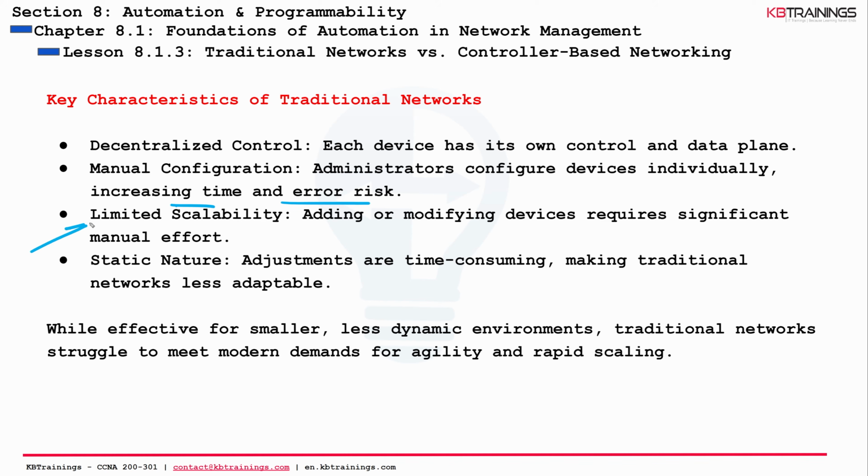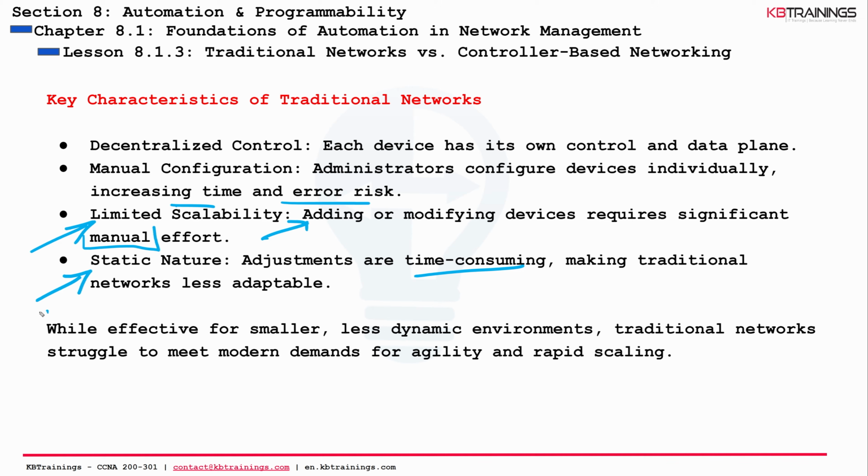Next, we are limited in our scalability. We can't add as many devices as we want because we are limited in terms of resources to manage those devices. So if you want to add more devices to your network, you need to build a bigger team because now you need more manual effort to configure or to manage everything. And a traditional network has a static nature. There's no intelligence or any kind of dynamic way to resolve your issues or apply changes to your network, which makes it less adaptable.